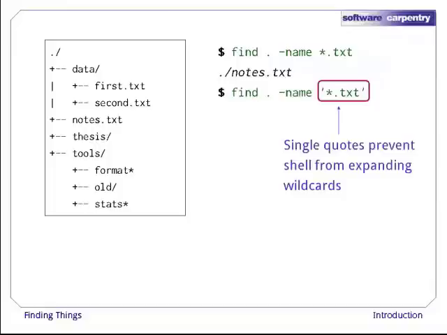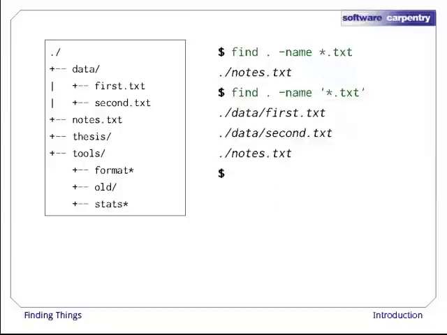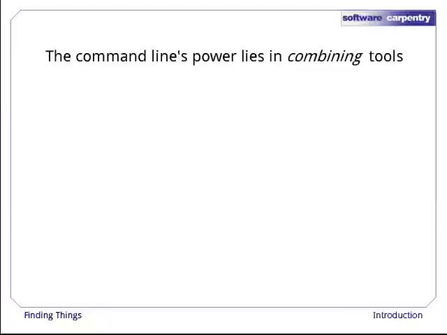Let's try again, but this time we'll put *.txt in single quotes to prevent the shell from expanding the star wildcard. This way, find actually gets the pattern, not the expanded file name notes.txt. Sure enough, this time the output is the names of all 3 text files. As we said in previous episodes, the command line's power lies in combining tools. We've seen how to do that with pipes. Let's look at another technique.